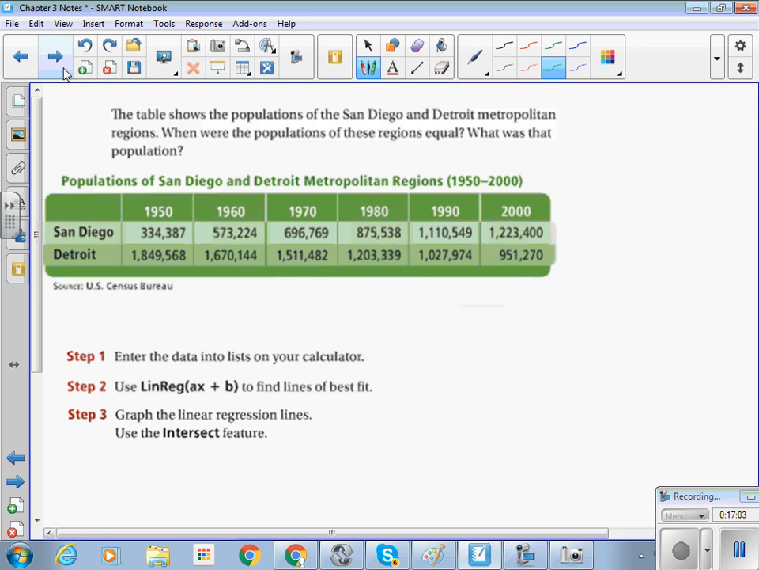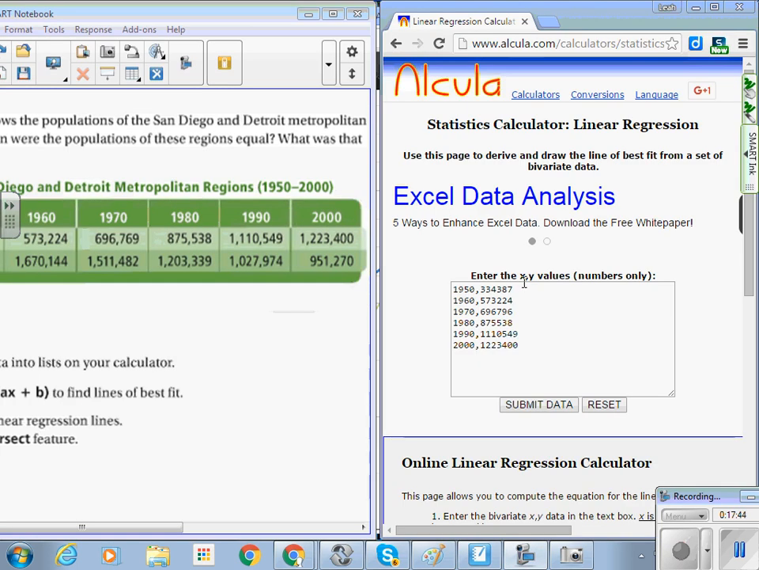All right, so what if we have some more crazier data? This table shows the population of San Diego and Detroit metropolitan regions. When were the population of these regions equal? What was that population? So we are going to use a graphing utility to help us calculate this data. For those of you who are on the computer, I'll give you a nice website that you can use to calculate this out. Okay, so we enter our X and Y values, our numbers only.